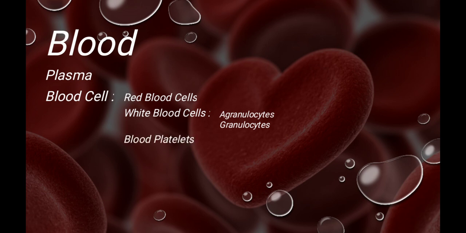Blood platelets. They are also known as thrombocytes. They help in preventing blood loss as they cause clotting in the blood at the site of injury. They are also made in the bone marrow and have a lifespan of 8 to 14 days. There are about 2.5 lakh blood platelets in 1 cubic millimeter of blood.